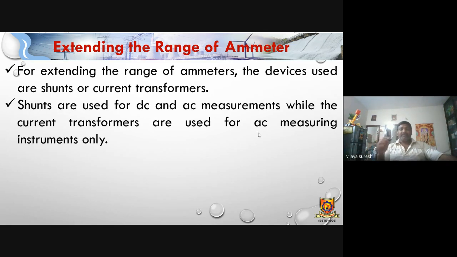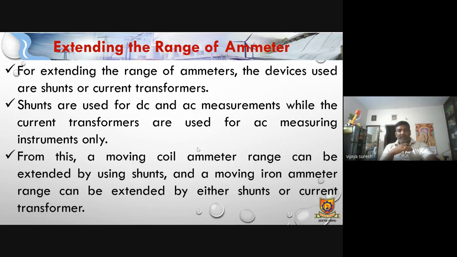So shunt, what is a shunt? Shunt means short circuit. So a short circuit path is used in AC measurements as well as DC measurements. Whereas current transformers are used only in AC measurements. About the current transformers while measuring the AC supply, we are going to discuss in detail in the second chapter. Now we are discussing DC measurements, right?